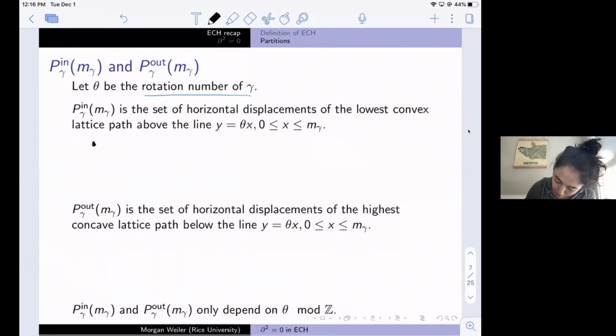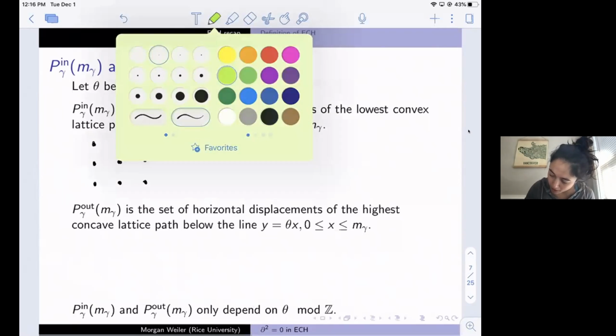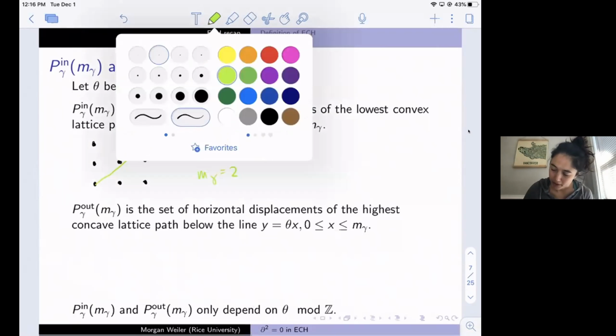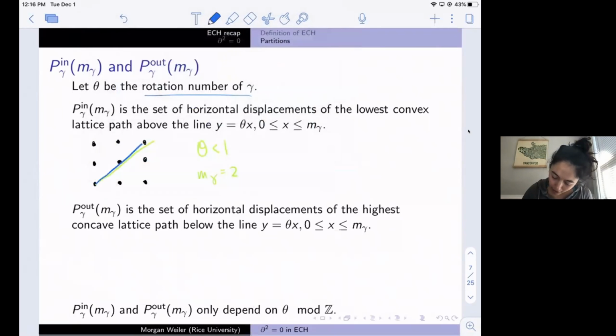So let me just do a super quick cartoon of an example. This is probably just going to be a very trivial example. So if this is my line, let's say theta is a little bit less than 1, and m gamma is 2, then I've got this line here. If I want to consider the lowest path, I'll be considering that path. So here P in of gamma of 2 is going to be 1, 1.